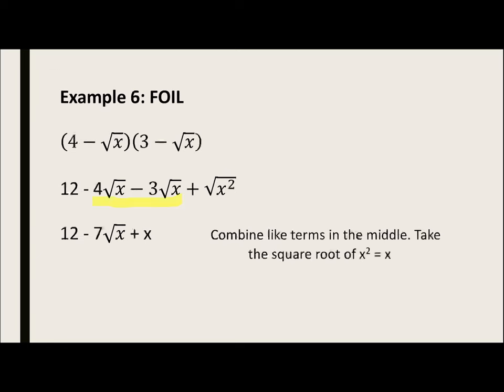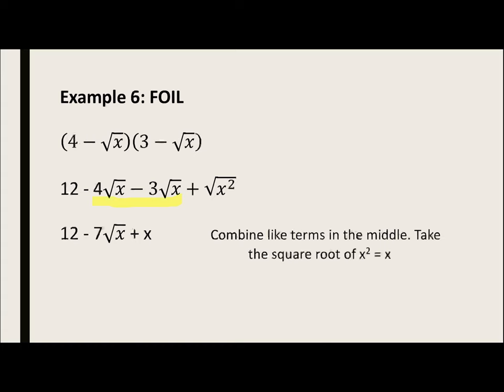Example 6, FOIL. 4 minus the square root of x times 3 minus the square root of x. FOIL, first, 4 times 3 is 12. Outside, 4 times negative square root of x is negative 4 square root of x. Inside, negative square root of x times 3 is negative 3 square root of x. Last, negative times negative is positive. The square root of x times square root of x is square root of x squared.